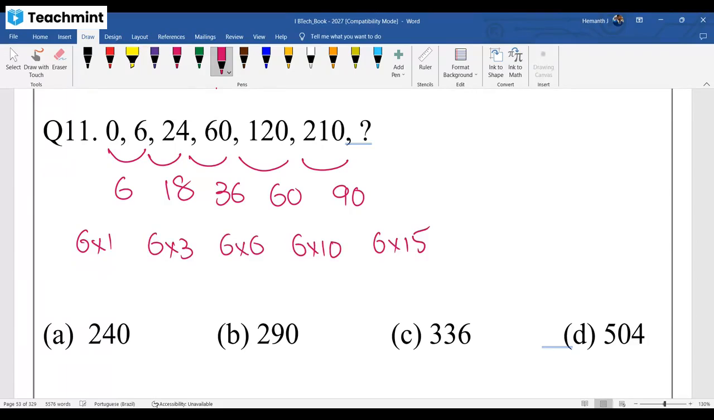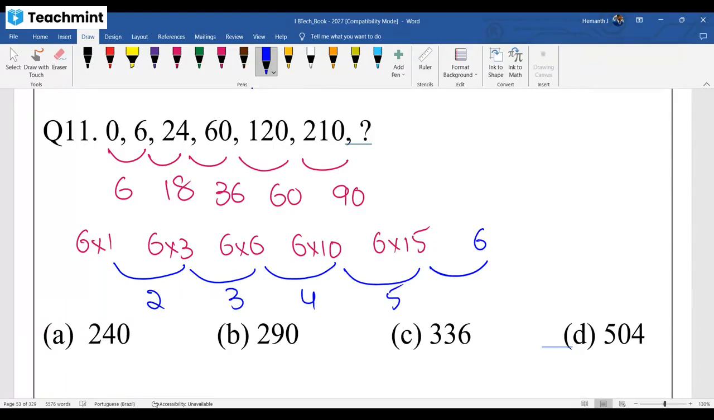Now the differences of 1 and 3 is 2, then 3 and 6, 6 and 10, 10 and 15. The next multiplier should be 21, right? So 6 into 21, 126 to be added. 336 is the answer, option C, that's what your friend revealed. She may have done 6 and 18 difference, 12 again. You can do it in different styles. But surprisingly, see, this took this much time, right?